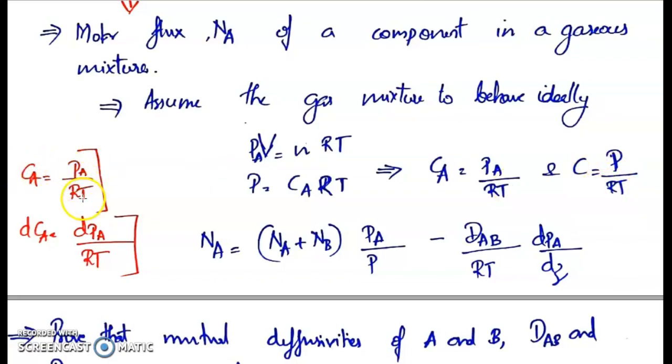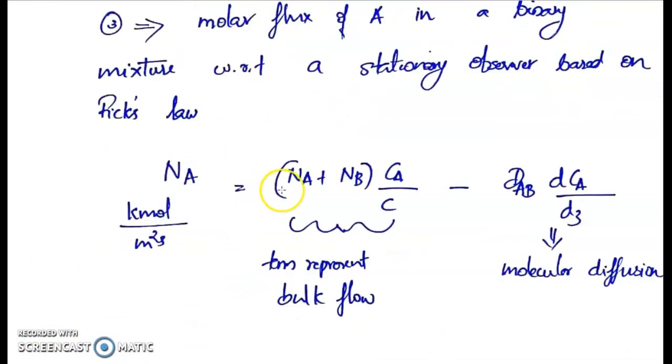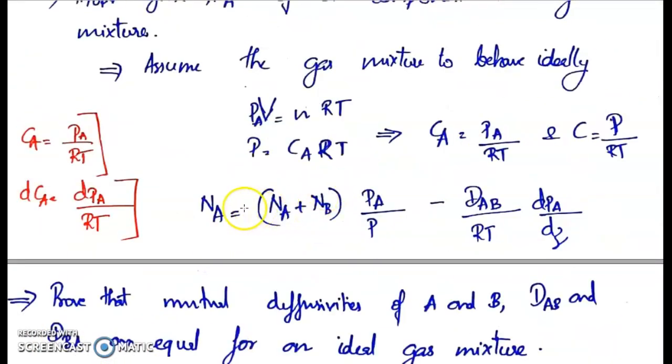Since CA is equal to PA by RT, if I differentiate this, I'll get dCA is equal to dPA by RT. So let's substitute for CA, C and dCA, and we'll obtain an equation for NA for a gaseous mixture: NA is equal to (NA plus NB) into PA by P, minus DAB by RT into dPA by dZ. We'll use this to solve problems and it will be clear.